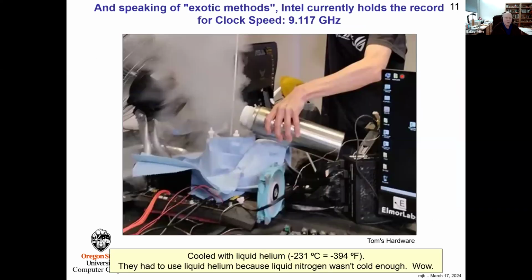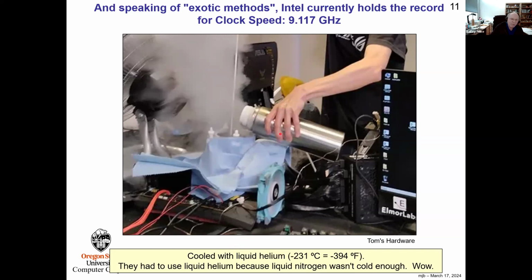Now, you may have heard that Intel holds the record for clock speed at 9 gigahertz. Most of the CPUs you and I would own are 3 to 4 gigahertz. Somehow Intel cranked it up to 9 gigahertz. Now, again, power and heat to be dissipated is proportional to clock speed squared. So if you double the clock speed, you're going to get 4 times the problem. Well, okay, what did they do? This is what they did.